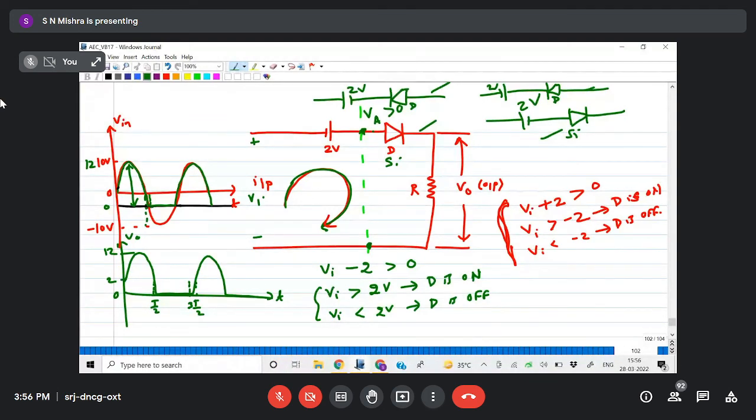So all these are series clippers because the diode is connected in series with the resistor. You can see here the diode is connected in series with the resistor. Tomorrow we will see the parallel clipper, meaning the diode will be connected parallel to the resistor, then what is the output voltage.